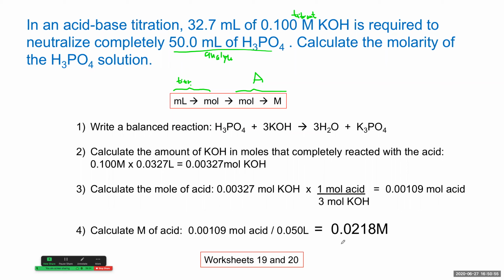So that's a typical titration problem. I call this a mL to mole to mole to molarity titration problem. So we'll see one of these in our worksheet. We'll go on to worksheet 20 now. And as always, you can look at this slideshow over again. It's available on the Canvas website. And if you have any questions, you can check in at office hours. The next office hours are going to be Monday or Thursday, is when I have office hours.